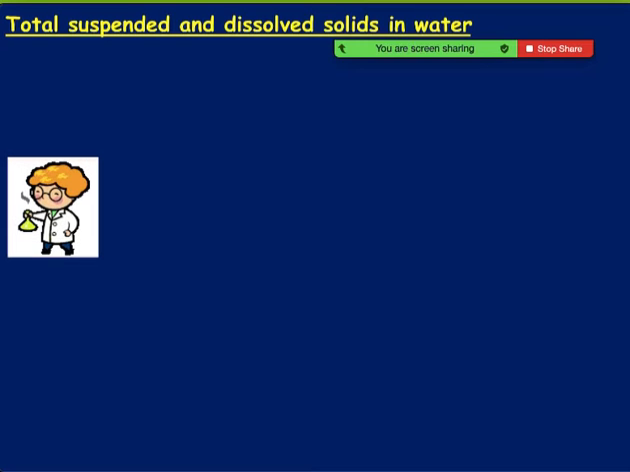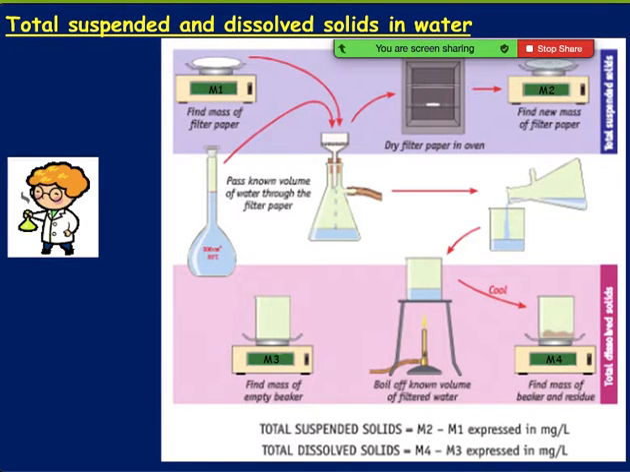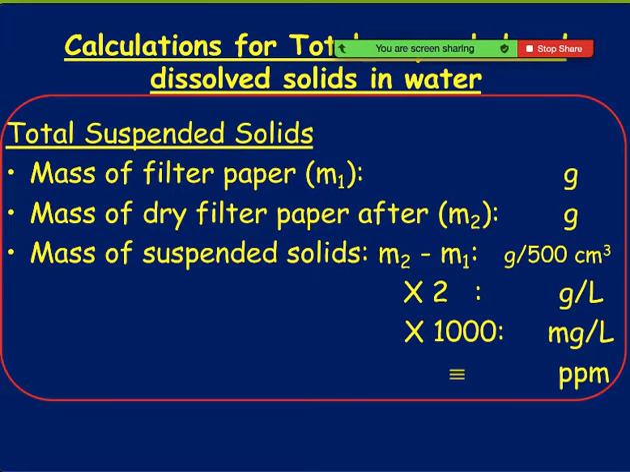So this is our little picture of it. At each time we would know our volume of water. We would know that if we subtract mass 1 from mass 2, we would get our total suspended solids, and we just make sure we convert it to milligrams per litre. And down here with our evaporating dish, we would take mass 3 from mass 4, and then we would convert that up. So every time we would know how much volume we're going to take. That's really important.